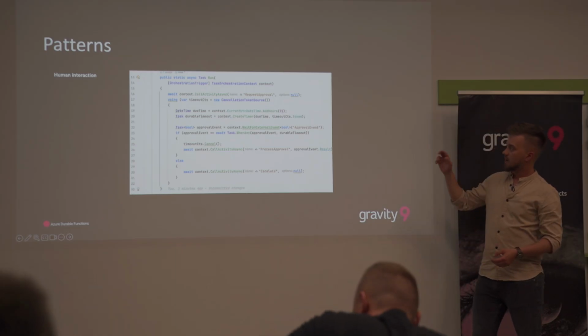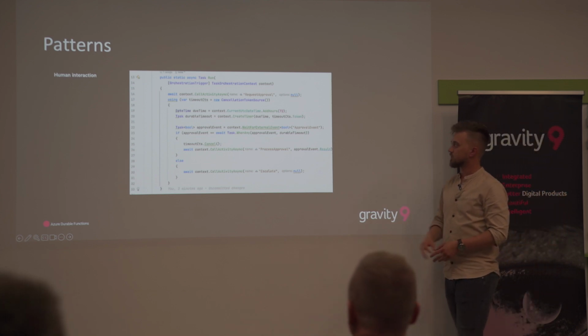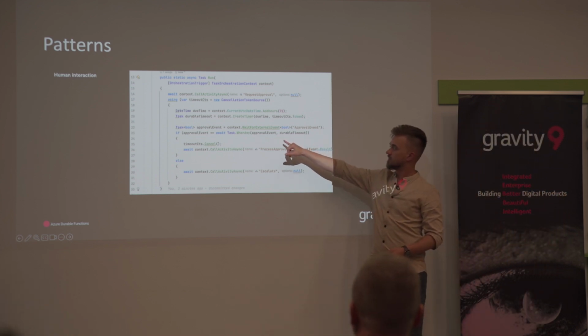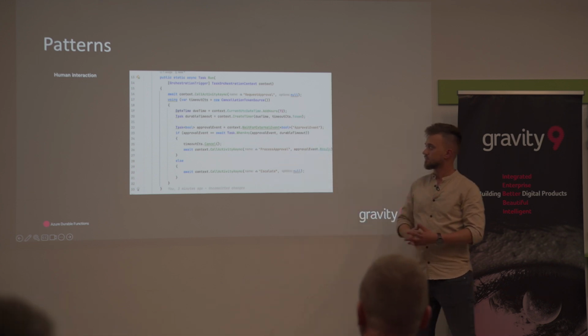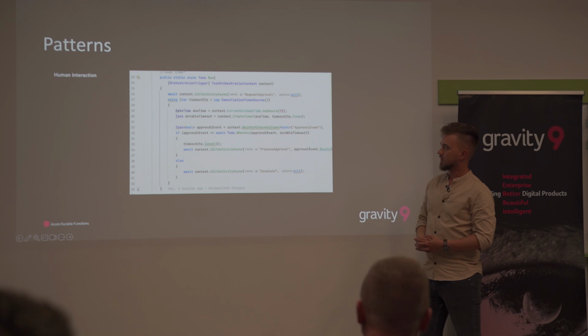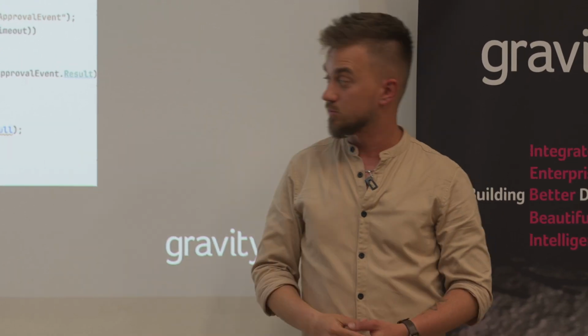But if that does not happen within the time frame, like we are waiting here for the approval event or the durable timeout, whatever goes first, we just check if that was the approval or the timeout. If that is the timeout, we escalate.